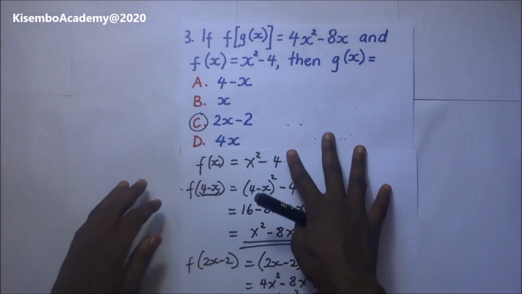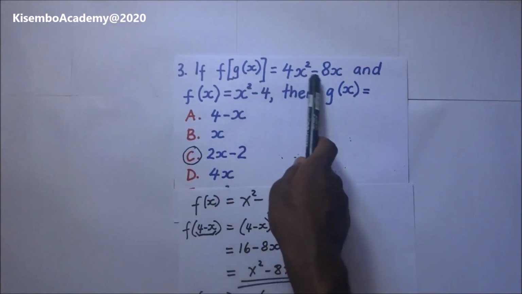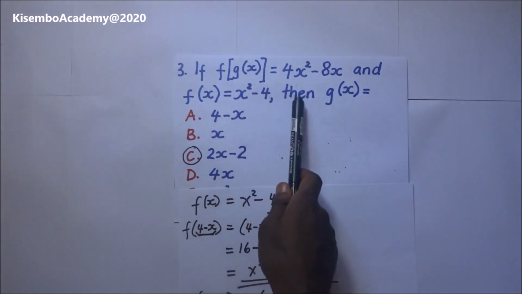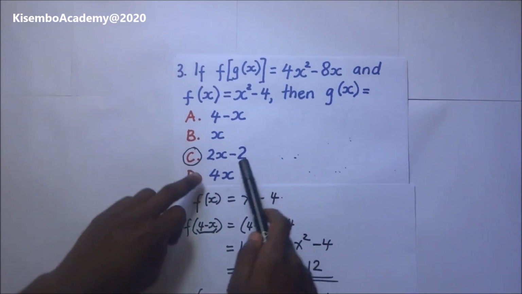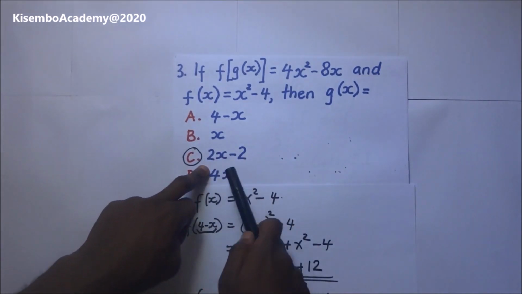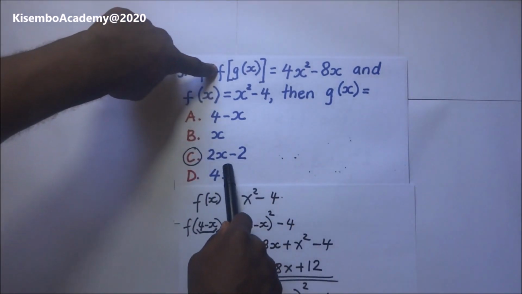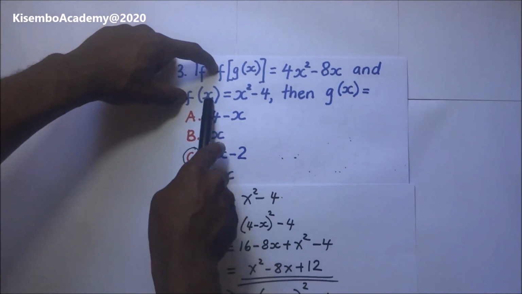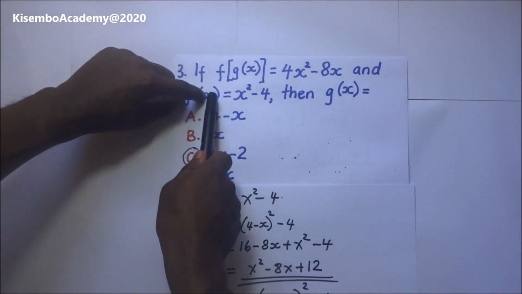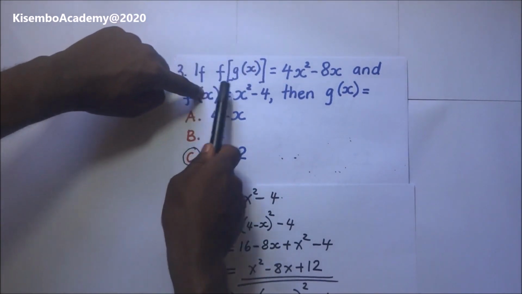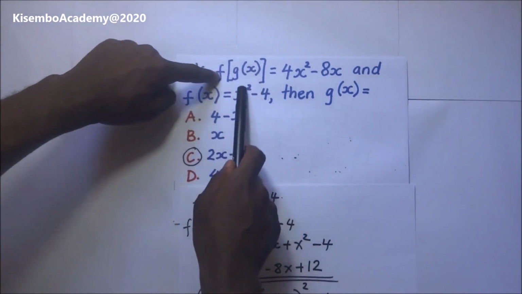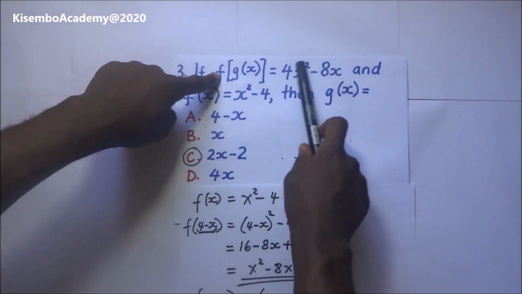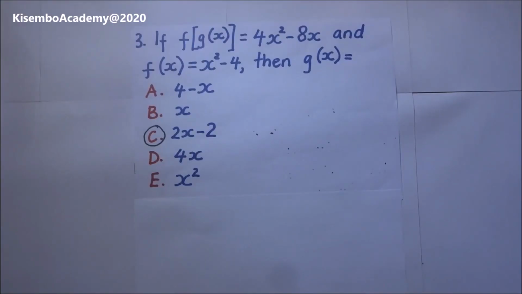So again, if this composite function is equal to that, it means that g of x is going to be 2x minus 2. In other words, if our function f takes 2x minus 2 as its input, then our output is going to be that. So that was one way of doing this.